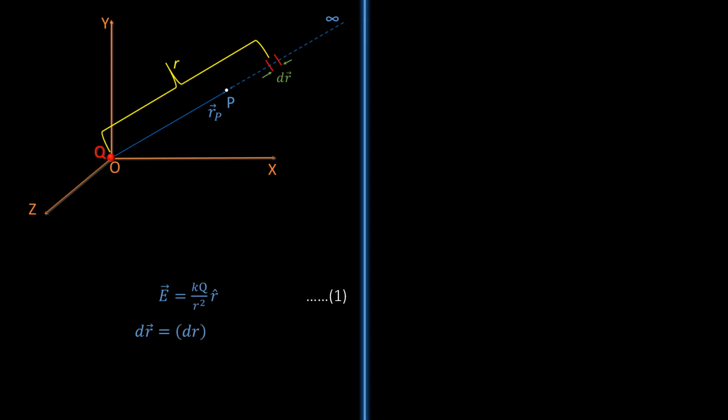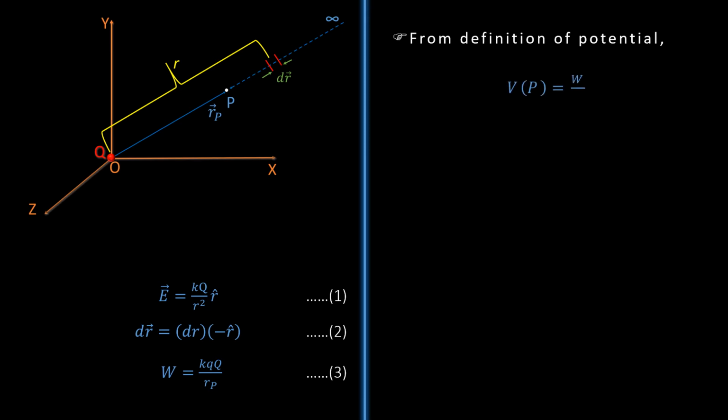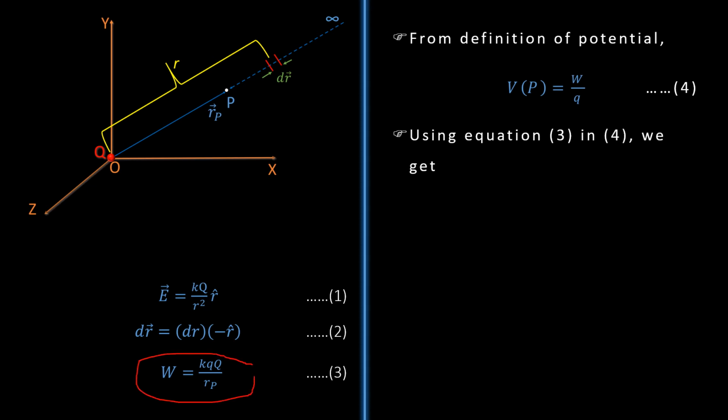These are the equations from the previous screen, and now potential is W by Q. Substitute 3 in 4, what will you get? Work done depends on small q, the charge which is being brought. But we don't want our answer to depend on the charge which is brought, so we divide the answer by q, and then what we get is kQ by rp.